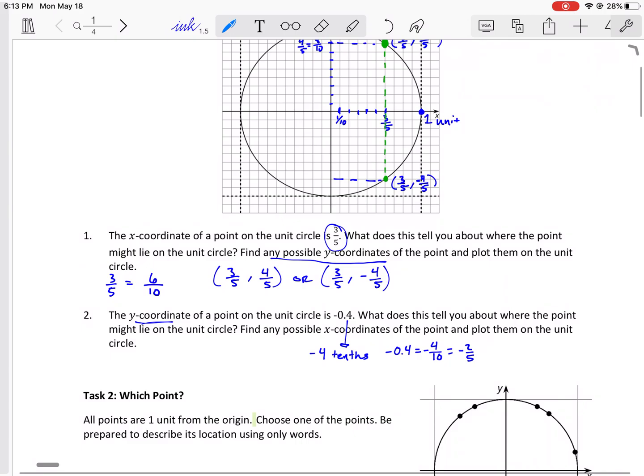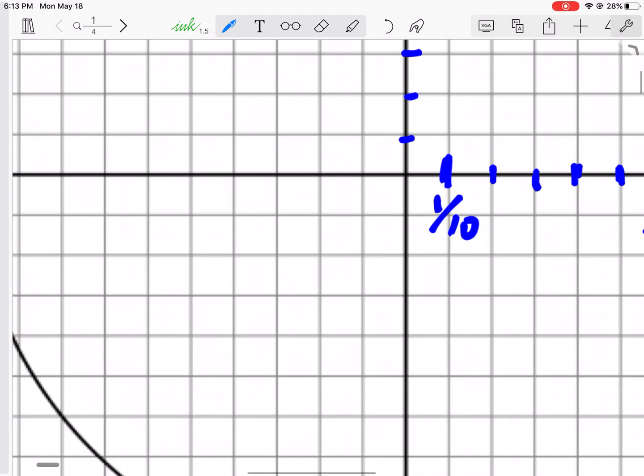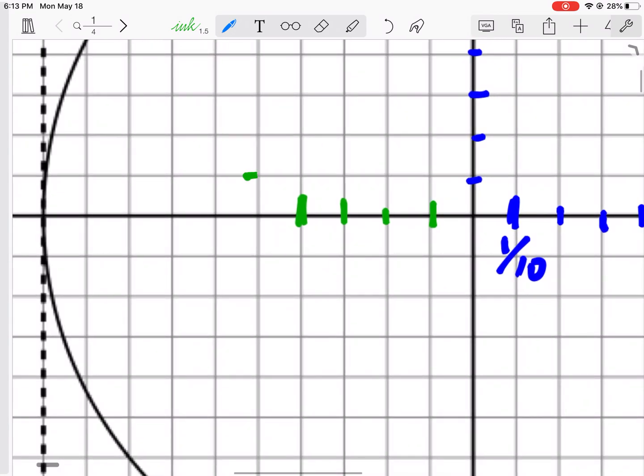So let's think, where is that on this circle? Negative 4/10. Well, here is negative 1/10, negative 2/10, negative 3/10. There's negative 4/10.